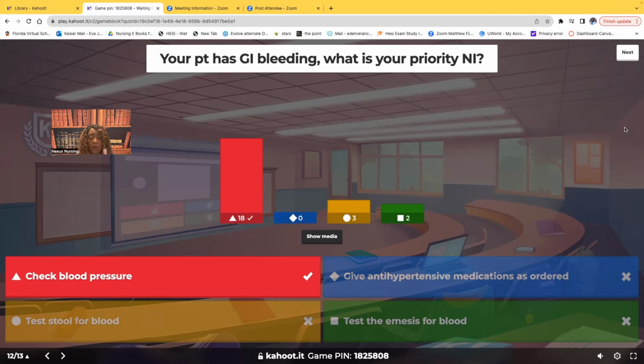Testing the stool for blood and testing the emesis for blood, those are great nursing interventions, but that comes after the priority, which is checking that blood pressure. All right.